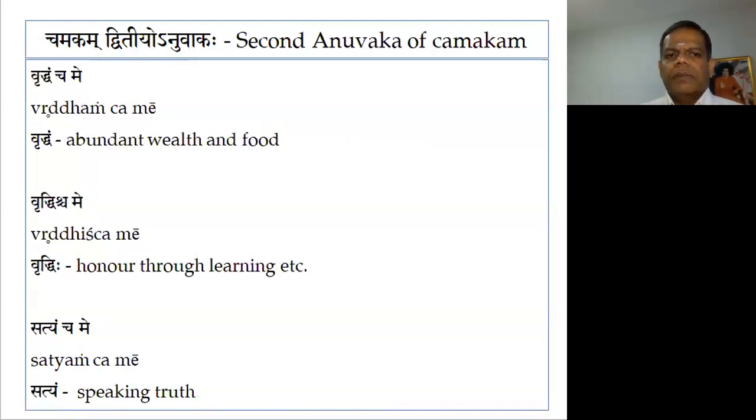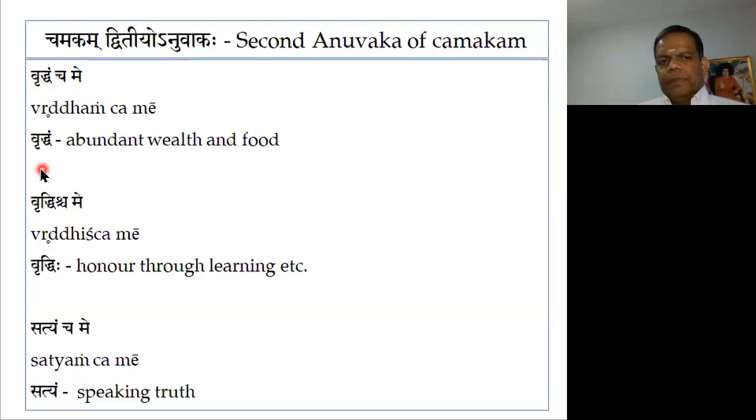We look at the next mantra. Vriddham chame. In terms of pronunciation, there's a compound consonant ddh. The first letter in the compound is the third letter in the tavarga, but the second letter is the fourth letter in the tavarga, which is aspirated. So it has to be vriddham. Vriddha. So vriddham chame. We have to just pay attention to that.